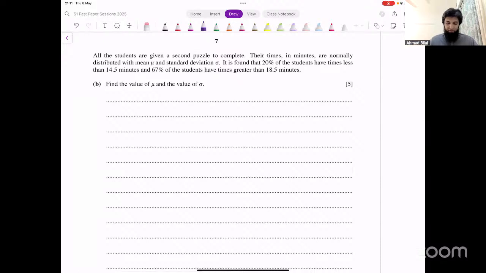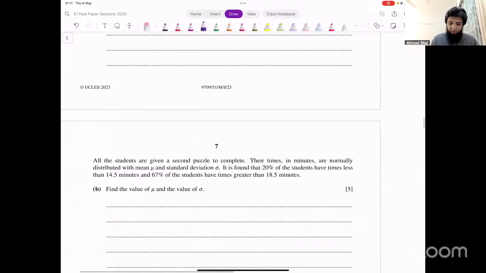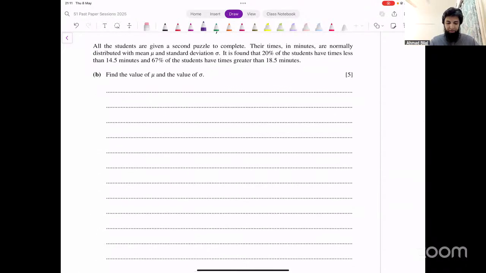Okay. So what was the question? There was a mathematical puzzle that was given to a large number of students. The times taken were normally distributed. Okay. Now in the second part, it's a different puzzle. It's a different puzzle in the second part. It's not related to the first one. Okay.